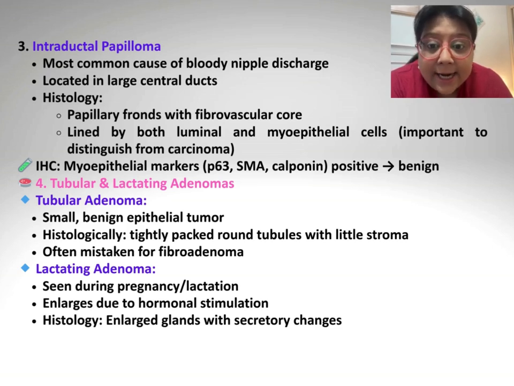Tubular and lactating adenomas. In tubular adenoma, you will see a small benign epithelial tumor which is histologically tightly packed round tubules with little stroma, and it could often be mistaken for fibroadenoma. Lactating adenoma is seen during pregnancy and lactation. It enlarges due to hormonal stimulation and histologically enlarged glands with secretory changes are seen.